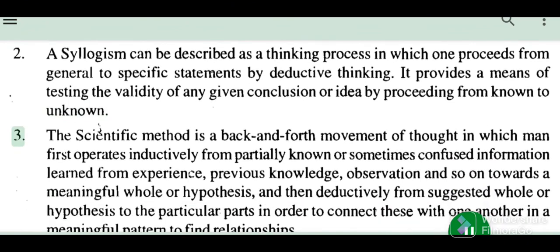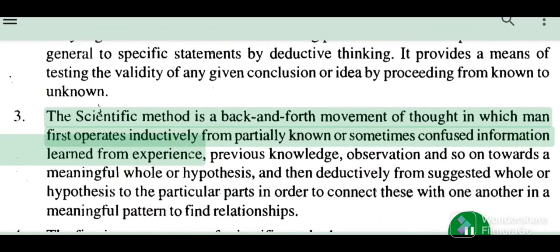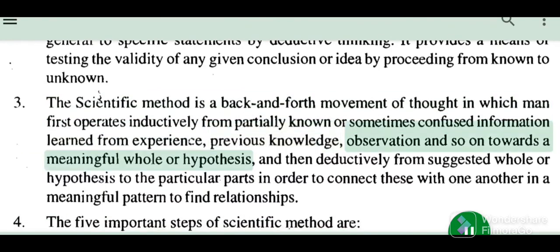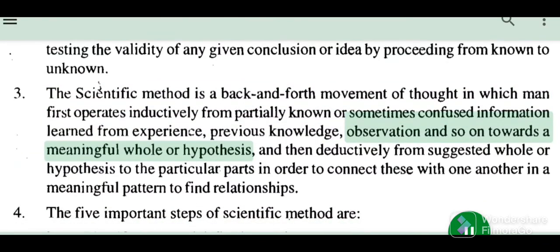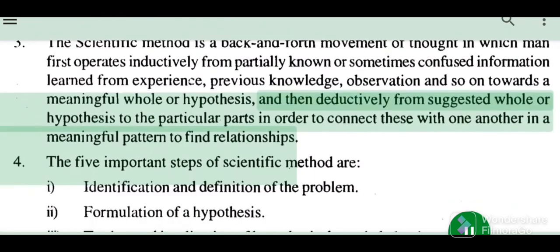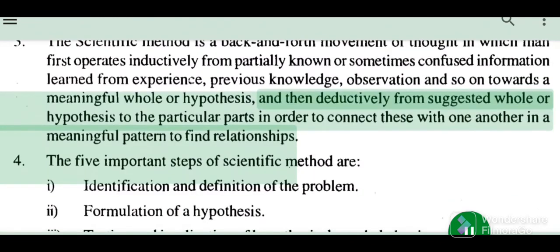3. The scientific method is a back and forth movement of thought in which man first operates inductively from partially known or sometimes confused information one learned from experience, previous knowledge, observation and so on towards a meaningful whole or hypothesis, and then deductively from the suggested whole or hypothesis to the particular parts in order to connect these with one another in a meaning pattern to find relationships.